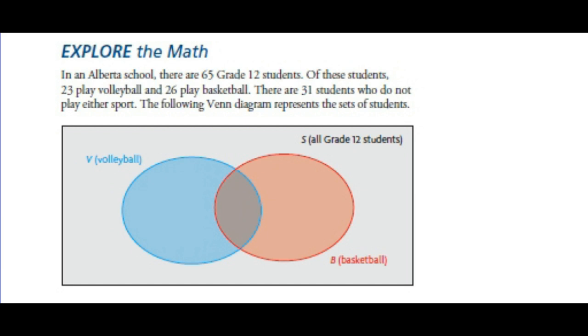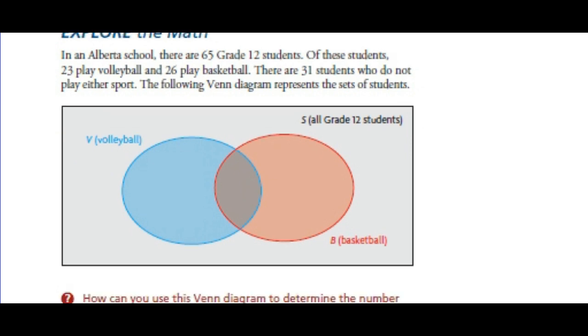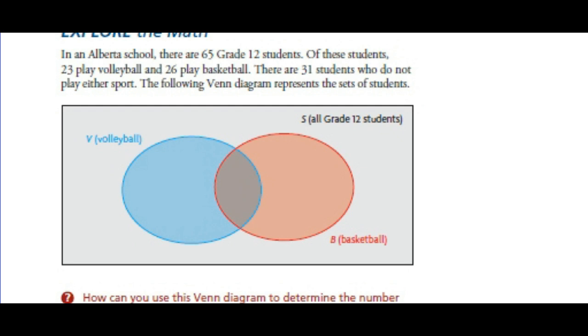The intersection between the two things here, right? And that's what we're doing here. There's an intersection between these circles. So what do we lead off with? What's the first number we put in? We know there are 65 students. We know that 23 play volleyball and 26 play basketball, and 31 students do not play either. So how do we do this problem?